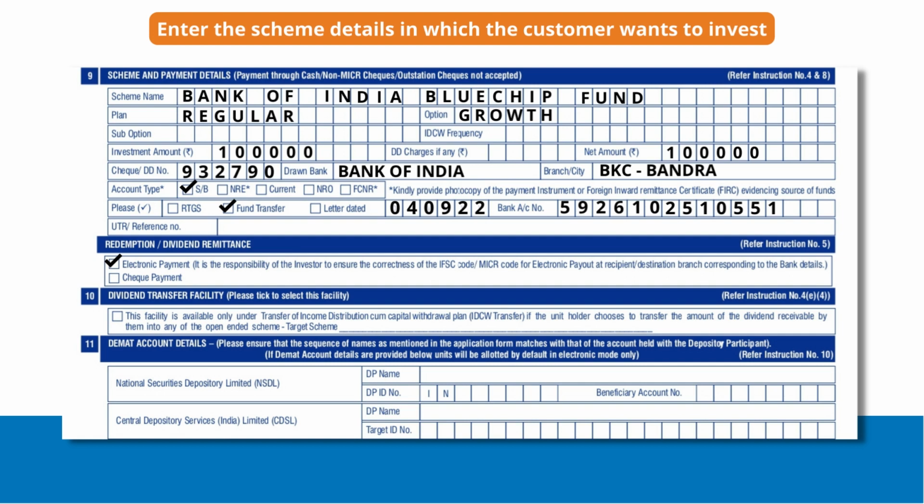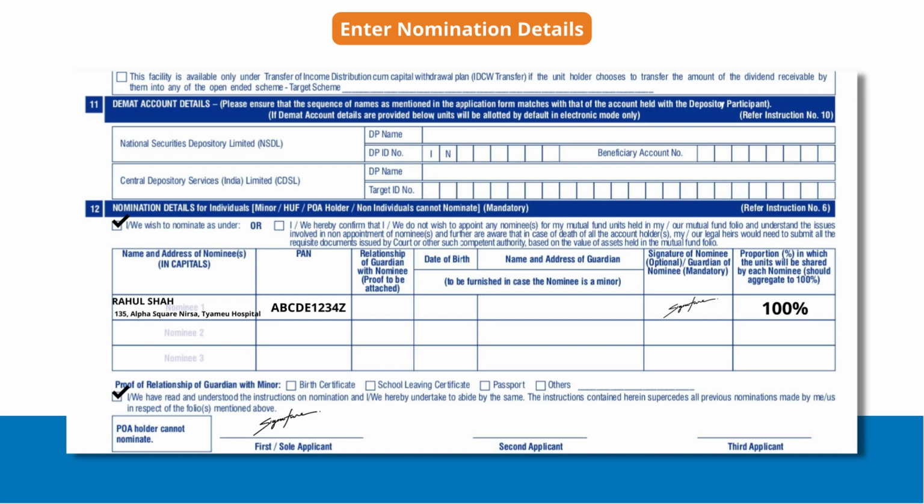Under the 9th section, Scheme and Payment Details, you need to fill the scheme name, its plan and option. Please put growth if the applicant wants the investment in a cumulative mode, or IDCW if the applicant wants a dividend payout, the investment amount, net amount, check or DD number, drawn bank, branch or city, and bank account type and number. Additionally, you have to tick the payment mode that applicant wishes to go ahead with.